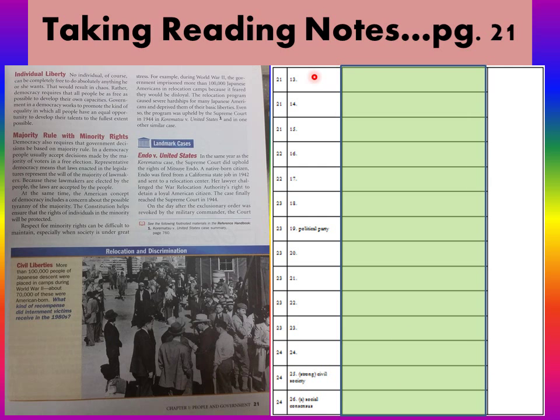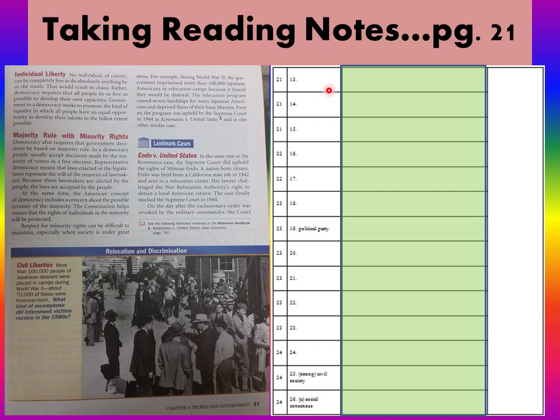Now, number 13, we're going to go into depth about what individual liberty is. So we're going to read through this and decide what it is. No individual, of course, can be completely free to do absolutely anything he or she wants. That would result in chaos. Rather, democracy requires that all people be as free as possible to develop their own capacities. Government in a democracy works to promote the kind of equality in which all people have an equal opportunity to develop their talents to the fullest extent possible.